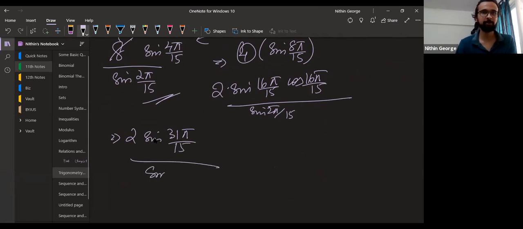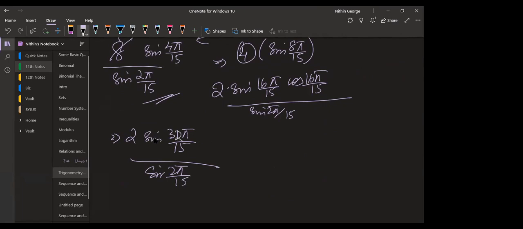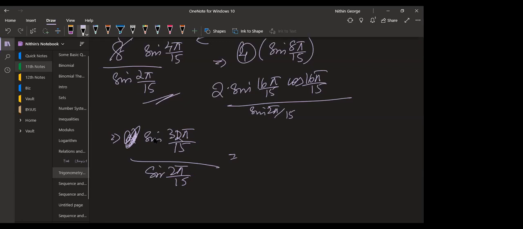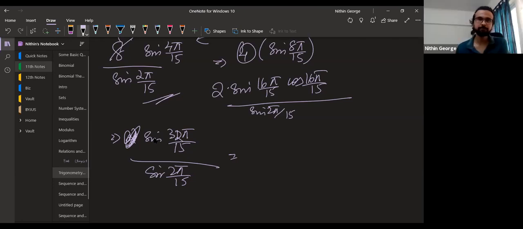Divide by sine 2 pi by 15. 32 pi by 15. Only sine 32 pi by 15. 2 goes off. Yes, you're right. 2 goes off. And then, what does the value become here? What does the value become?